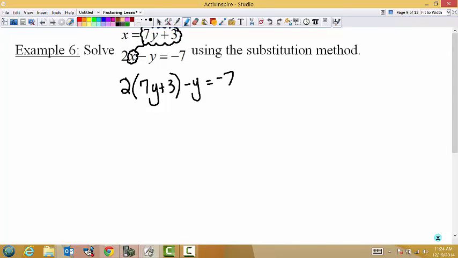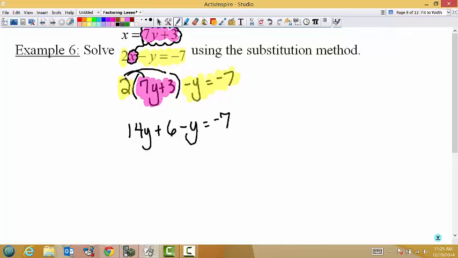Now if you want to see, we can see that x here, and then just the rest of the equation here. Okay, so if you multiply it out, 2 times 7y is 14y, 2 times 3 is 6, minus y equals negative 7. We combine our like terms. We have a 14 and a negative 1, which would be a 13.